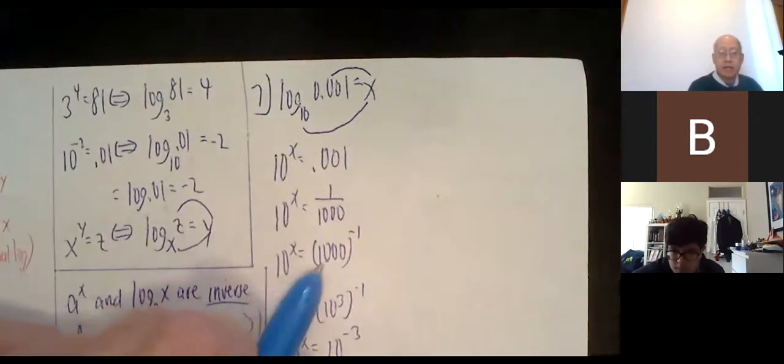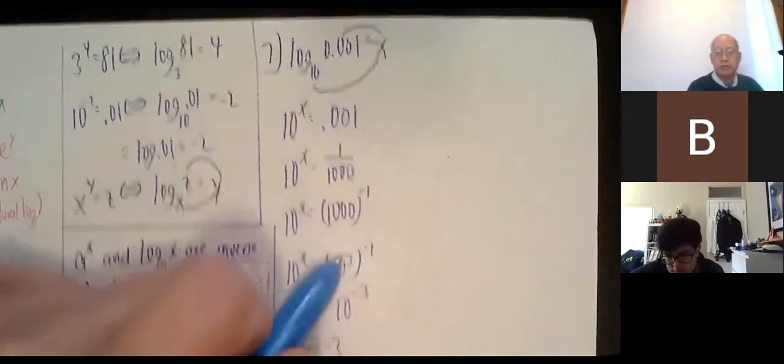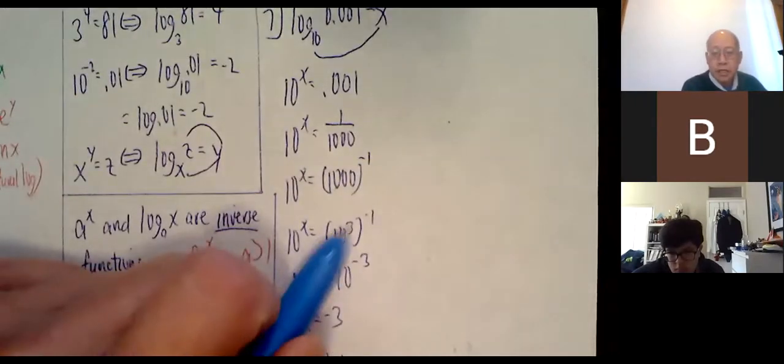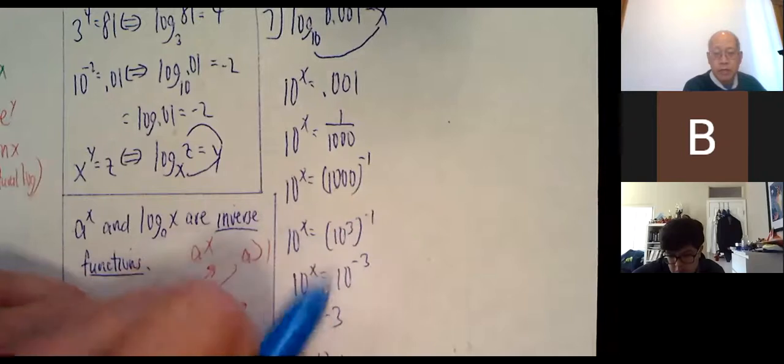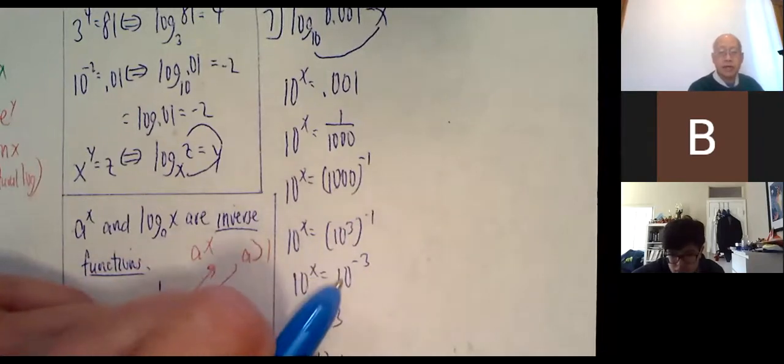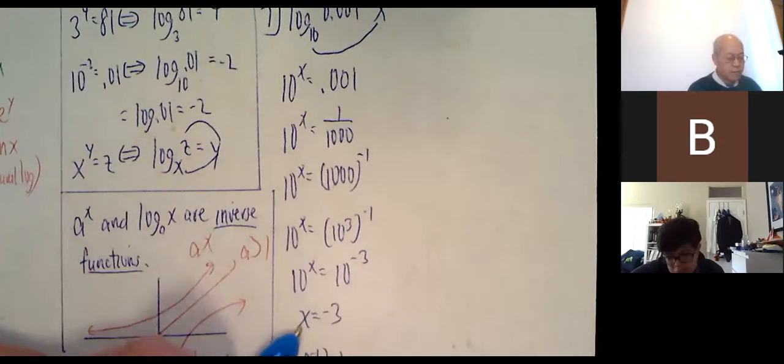And how do I write this as base 10? Well, 1,000 is 10 cubed. 10 cubed to the negative 1. Now I can multiply these two. So 10 to the x equals 10 to the negative third. So x is equal to negative 3.